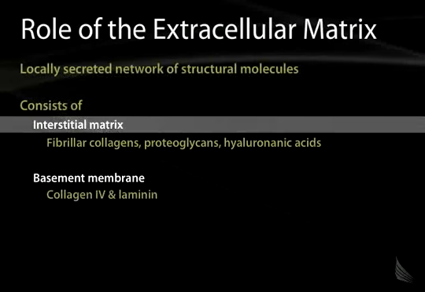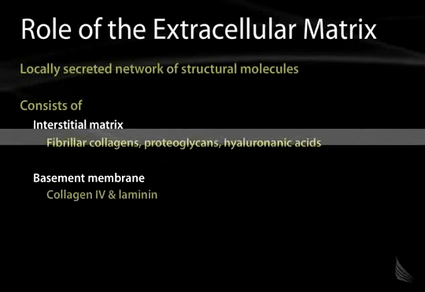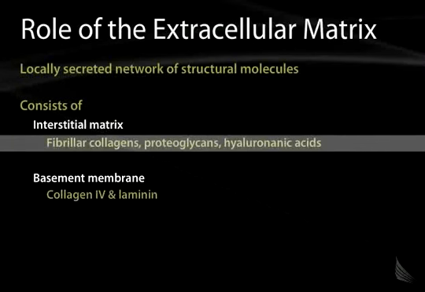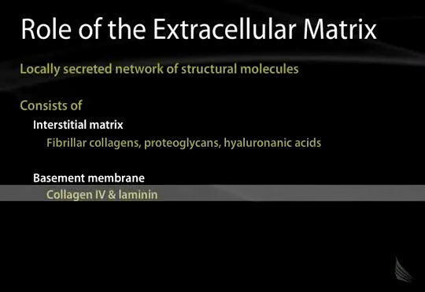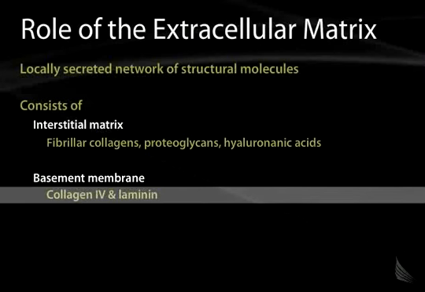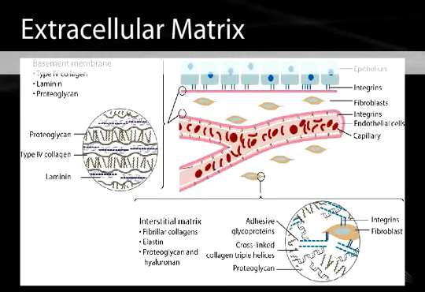It consists of an interstitial matrix, which is fibrillar collagen, proteoglycans, hyaluronic acids, which fill the extracellular space, and the basement membrane, which connects the cells to that interstitial matrix. And this includes things like collagen type 4 and laminins. Here's a schematic of what that looks like.